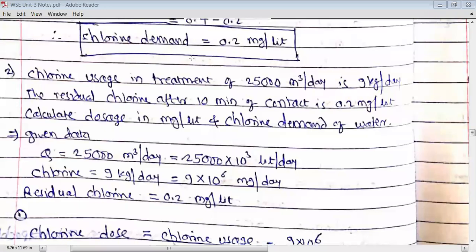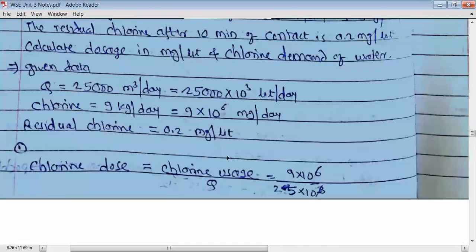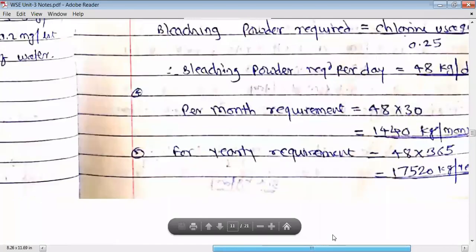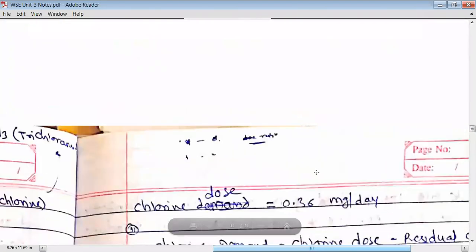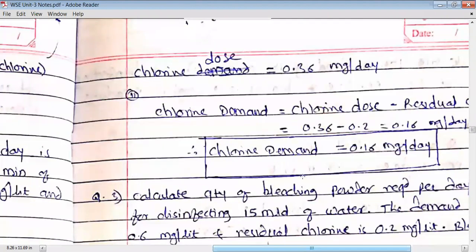0.36 mg per liter. Correct. So that is the chlorine dose, and what is the chlorine demand? It is 0.16 mg per liter. Correct.